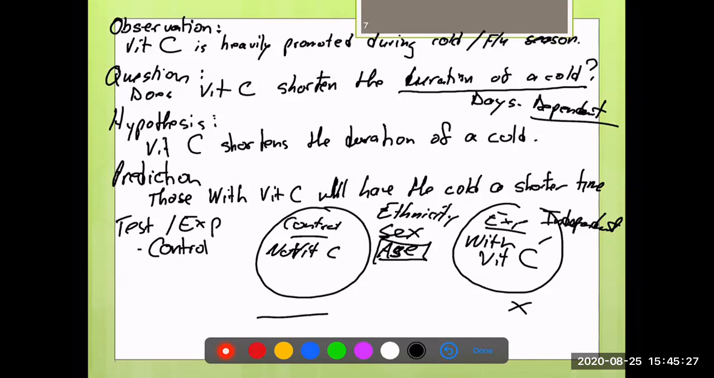But whatever we do, we need to make sure that they are equally represented in both groups, because there can only be one difference between both groups. And in our specific case, that's vitamin C.